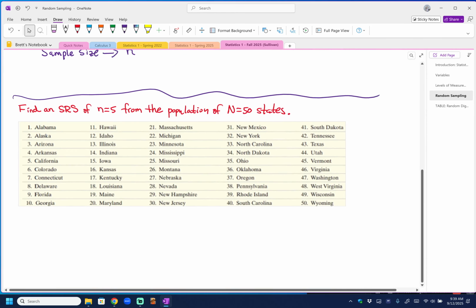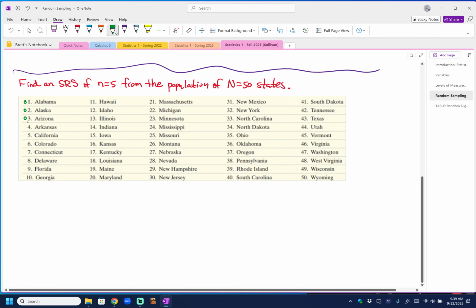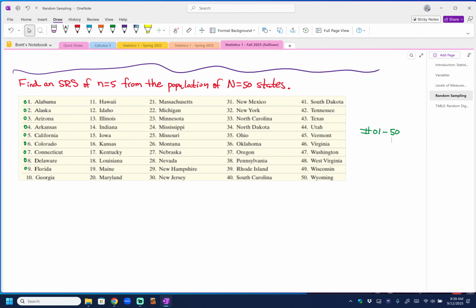So what do we have to do before we get started? We have to make sure that we put a 0 in front of all of these, so that every single number identifying each member of the population is a double digit. Note that on an exam, you will likely be asked to just write something out like this, number 01 to 50, just to let me know that you understand what you're doing.